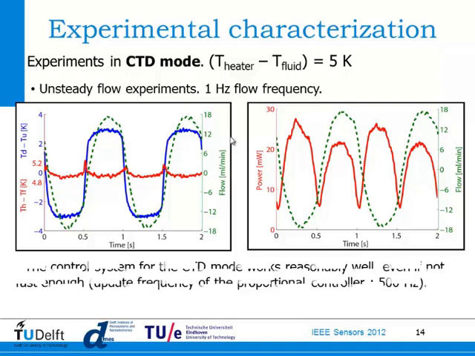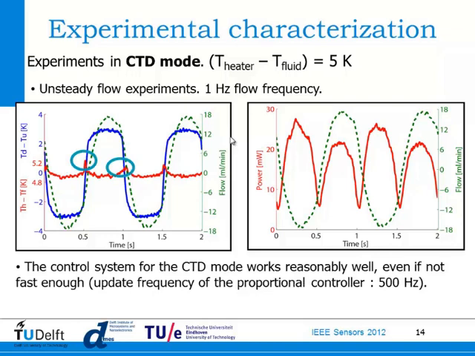We see two things. The first thing is that the control system for the CTD mode works well, but is not fast enough. How do we see that? Here, in red, you have the T heater, T fluid output voltage, which will stay constant because this is how we drive the sensor. However, you see that at low flows, so the flow is in green, this temperature difference increases. This is due to the fact that our feedback loop is not fast enough to actually cool down the heater at low flows.